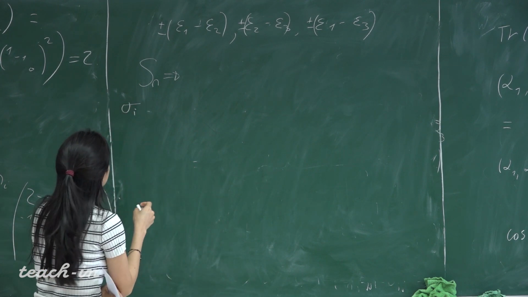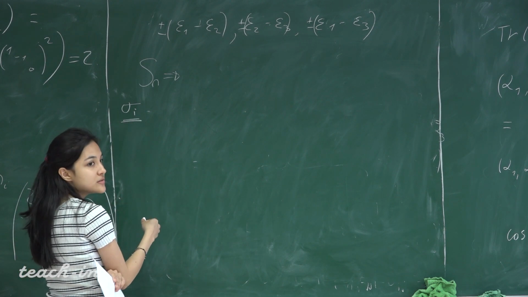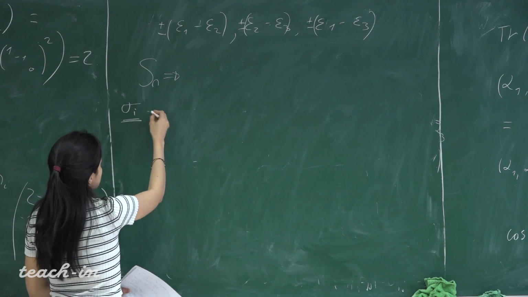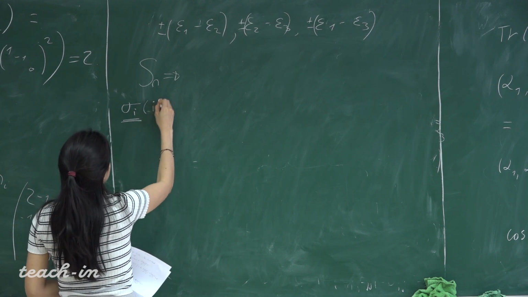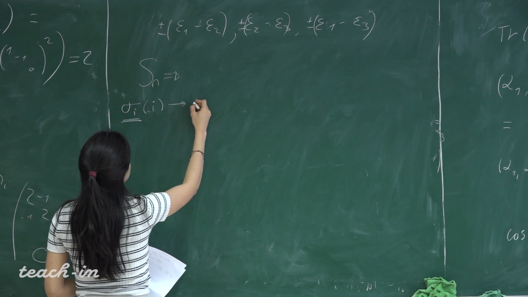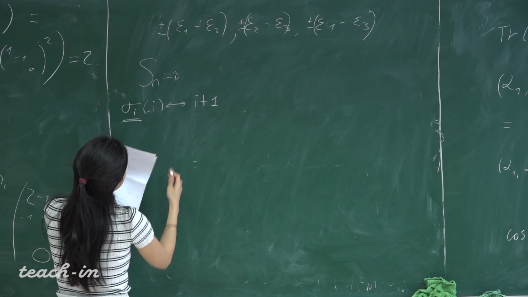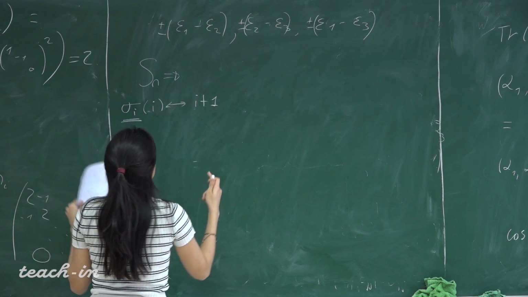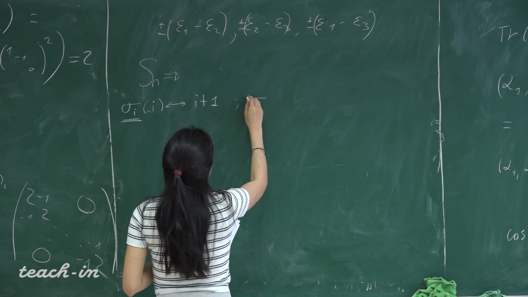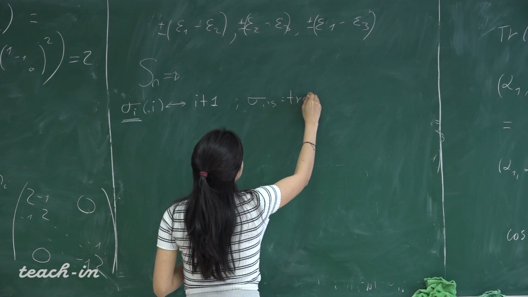We know that we have some standard generators, which are given by transpositions. This one sends the i-th element to i plus 1. I mean, i and i plus 1 are interchanged. These are transpositions, and it doesn't change anything else.